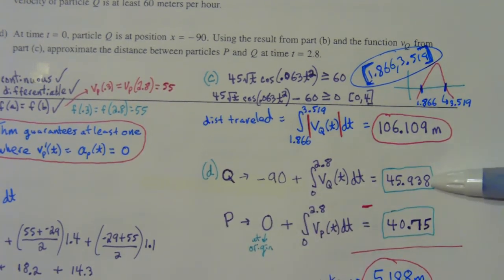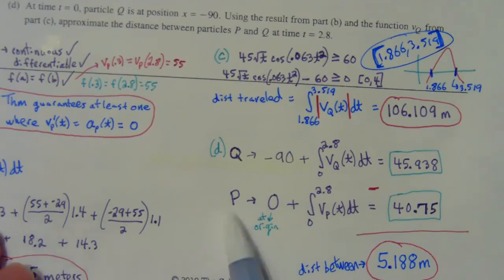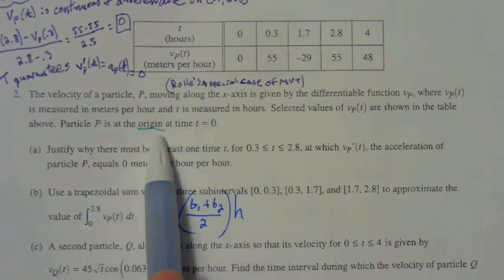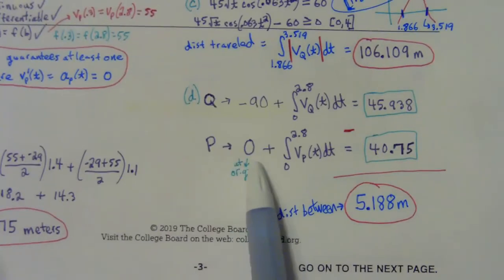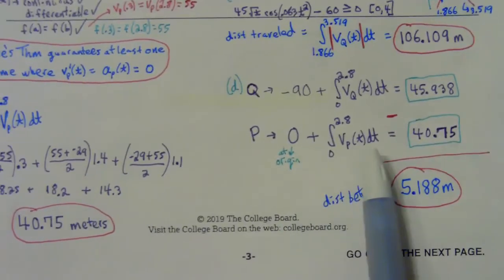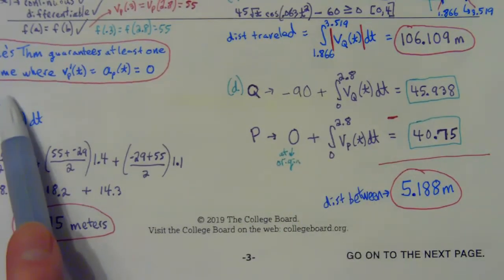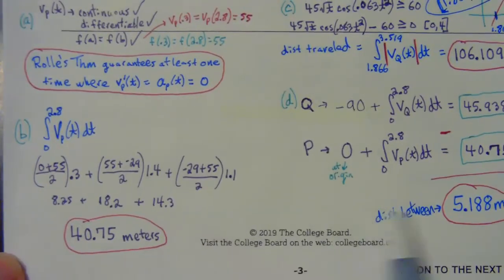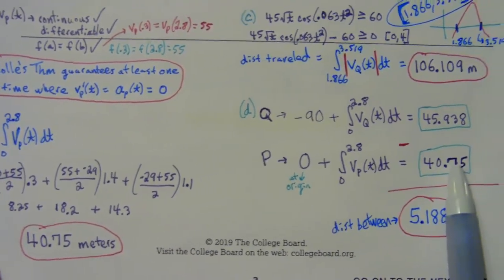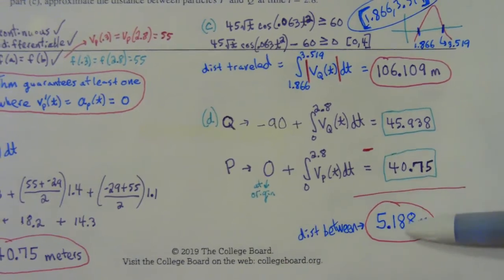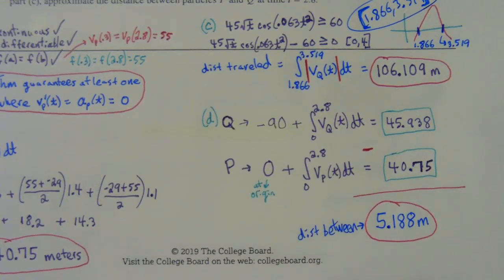It gives you this. And then here, for particle P, it tells us at t equals 0, particle P is at the origin. So that initial position is 0. And then we already calculated the integral between 0 and 2.8 of that in part B, which is that 40.75 right there. And then the difference between those, you just subtract those numbers, and you get the 5.188 number.